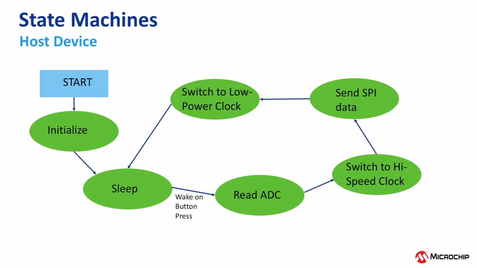While this implementation does not use a PIC microcontroller or MCC, the state machine implementation is the same. Let's start with the host device state machine. The states are initialize, switch to high-speed clock, read ADC, send SPI data, switch to low power clock, and sleep. The state machine will sequentially move between the states as shown by the arrows, except for the sleep state. The only way to get out of the sleep state on the host device is for a pin change interrupt from a button press to occur.